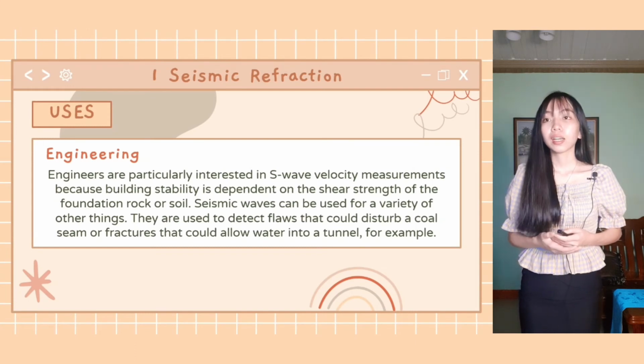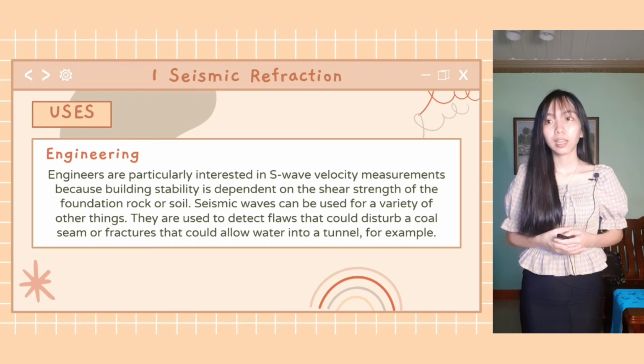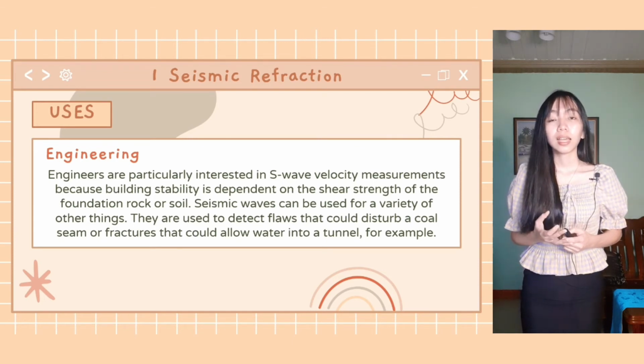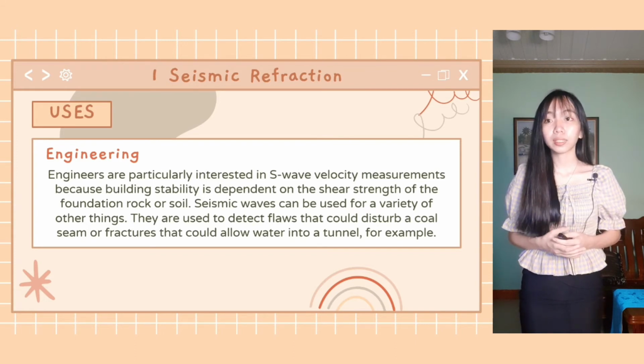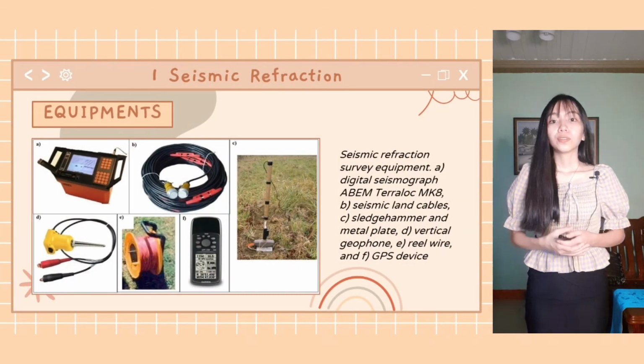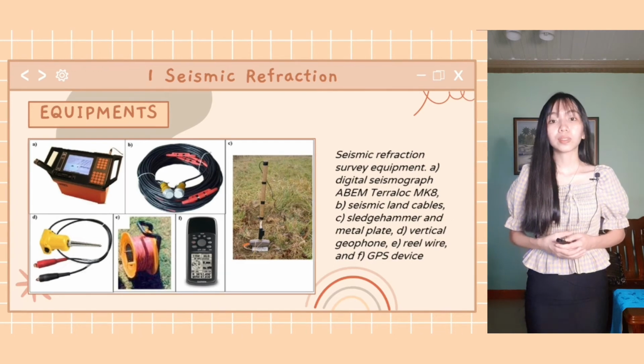And engineers are particularly interested in S-wave velocity measurements because building stability is dependent on the shear strength of the foundation rock or soil. Seismic waves can be used for a variety of other things. They are used to detect flaws that could disturb a coal seam, or fractures that could allow water into a tunnel, for example. The figures shown are the equipment used in seismic refraction method.